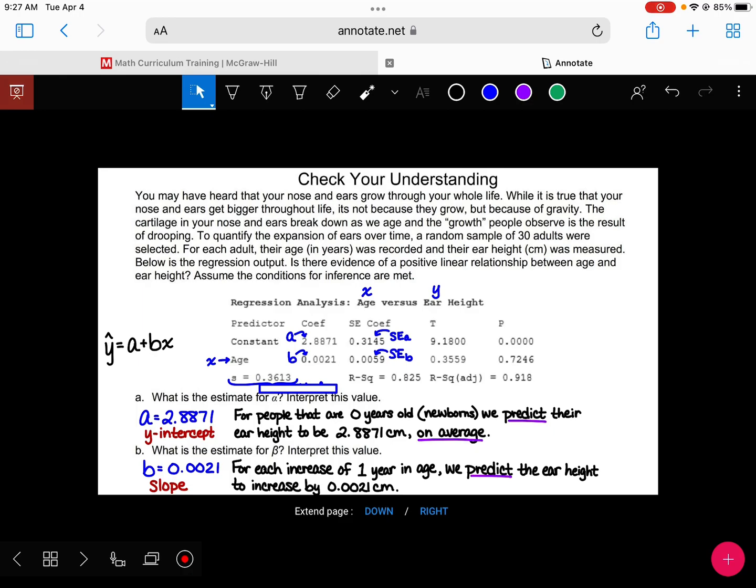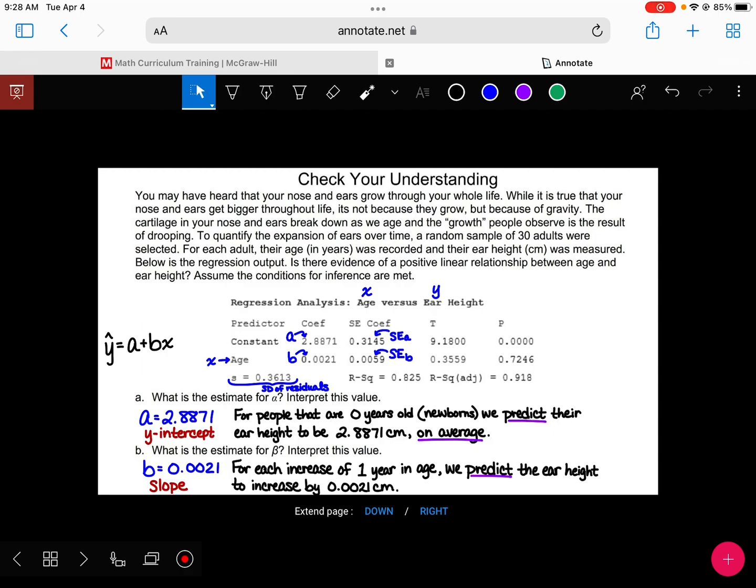Down here at the bottom, S, what was that the statistic for? What is that estimating? Standard deviation of the residuals. This is the standard deviation of my residuals. This is the standard deviation of my slopes. We're not going to use the standard deviation of the y-intercept, but we will talk about the standard deviation of the slope and the standard deviation of the residuals.